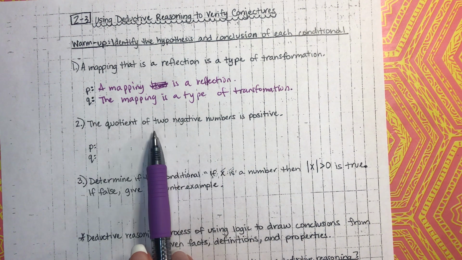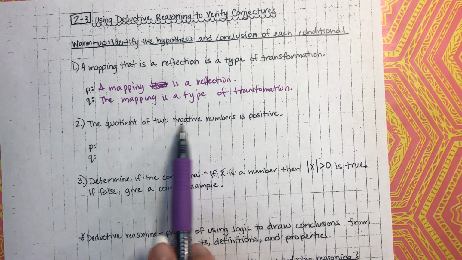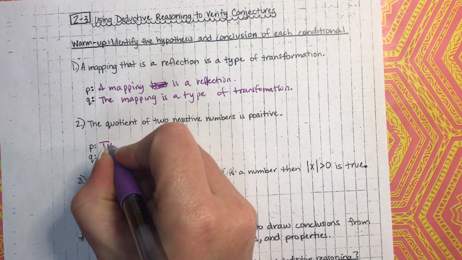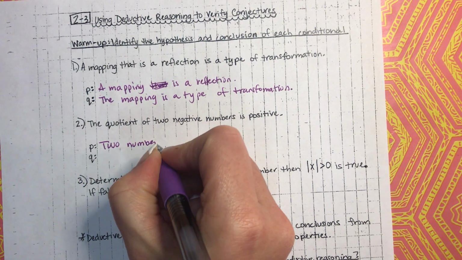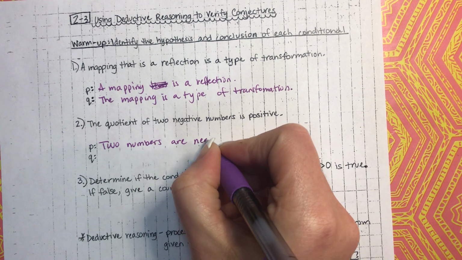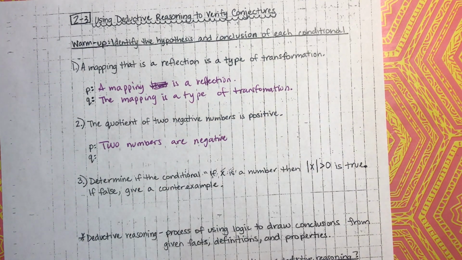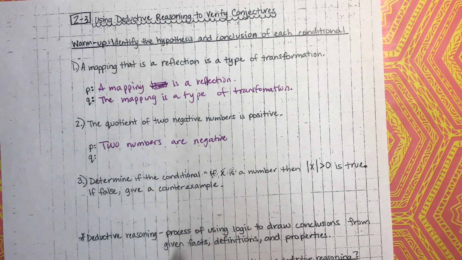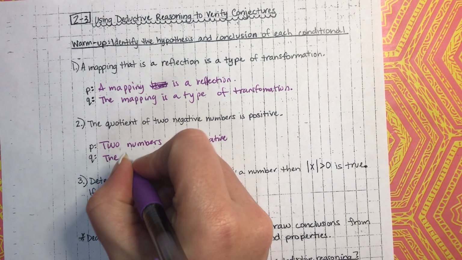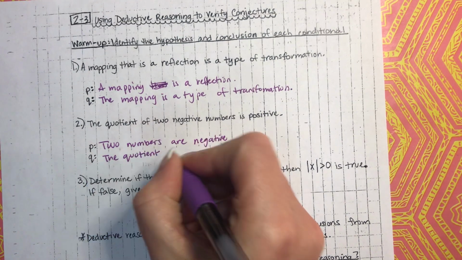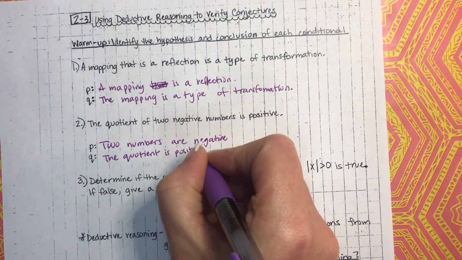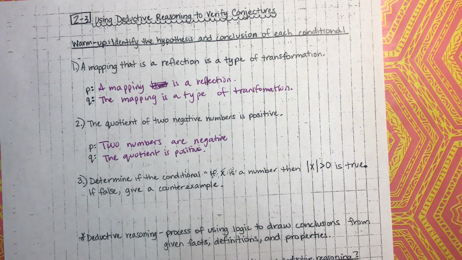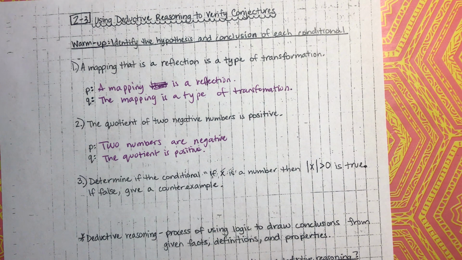So we're just going to use two numbers are negative. That's going to be our hypothesis. Then the quotient is positive would be our conclusion. And you can see if we put if and then, if two numbers are negative, then the quotient is positive, and it makes sense. So, all right, let's look at the third here.